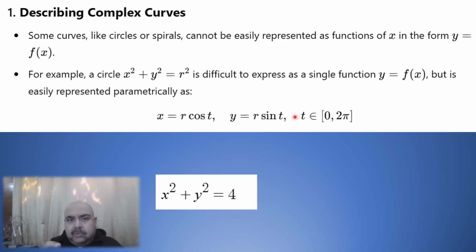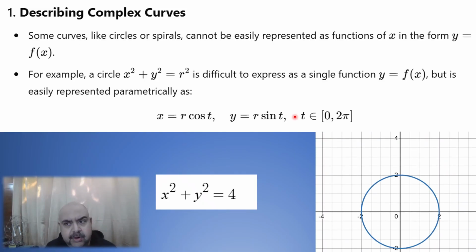But instead of dealing with two variables x and y, I've succeeded in getting just one variable, t. So x is a function of t, y is a function of t. So instead of dealing with two variables, I'm dealing with just one variable. How the points of the circle are going to be drawn is really very important, and also very simple.